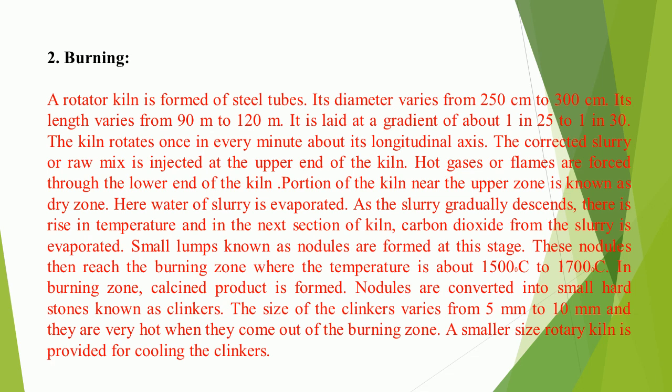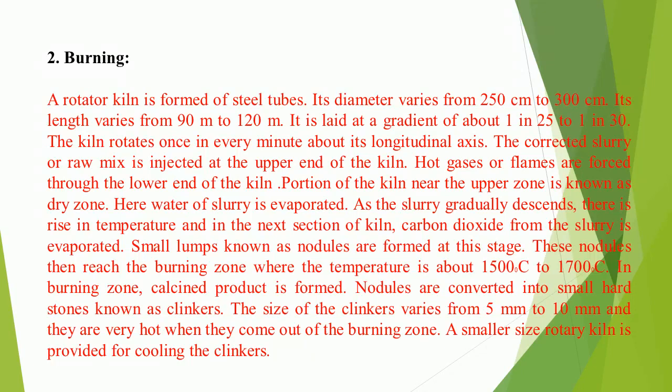The corrected slurry or raw mix is injected at the upper end of the kiln. Hot gases or flames are forced through the lower end of the kiln. The portion of the kiln near the upper zone is known as the dry zone. Here the water of the slurry is evaporated. As the slurry gradually descends, there is a rise in temperature, and in the next section of the kiln, carbon dioxide from the slurry is evaporated. Small lumps known as nodules are formed at this stage.